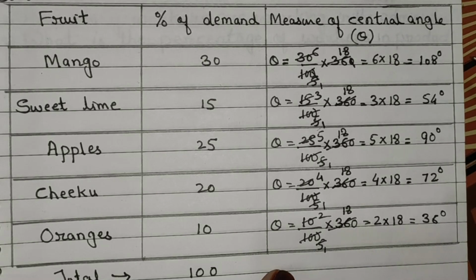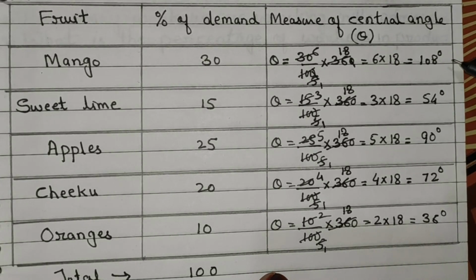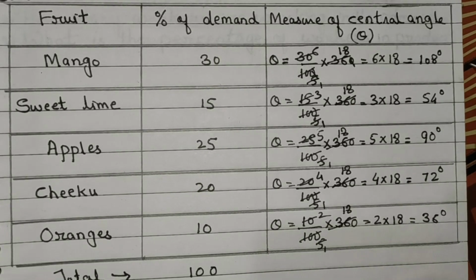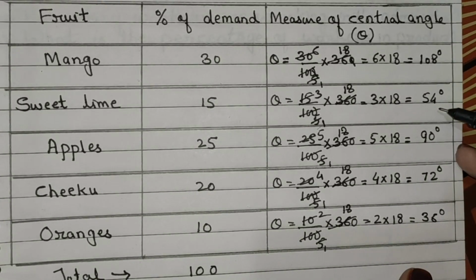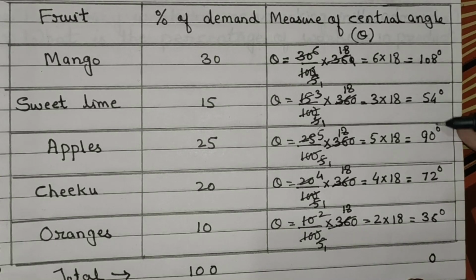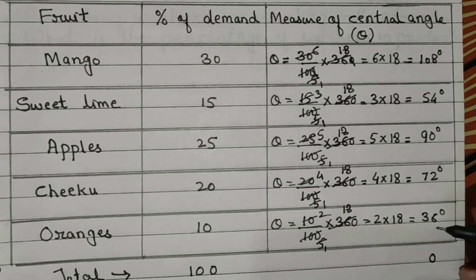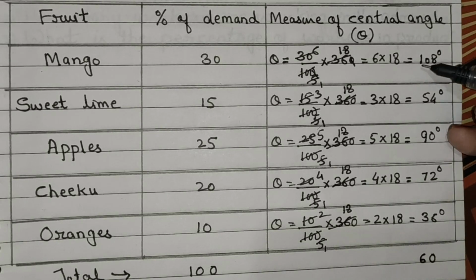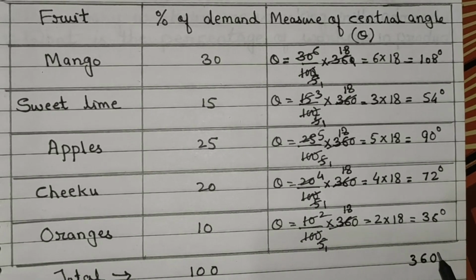Now find out the total of central angle. It must be 360. Now look at here. 8 plus 4 is 12. 12 plus 2 is 14. 14 plus 6 is 20. 0, carry 2. 2 plus 5 is 7. 7 plus 9 is 16. 16 plus 7 is 23. 23 plus 3 is 26. 6 and 2. 2 plus 1 is 3. Now we get here 360.